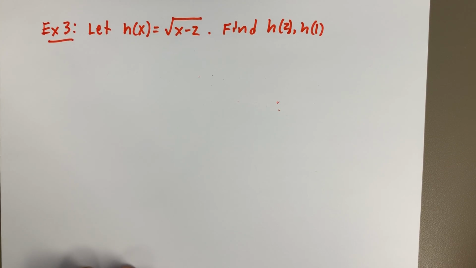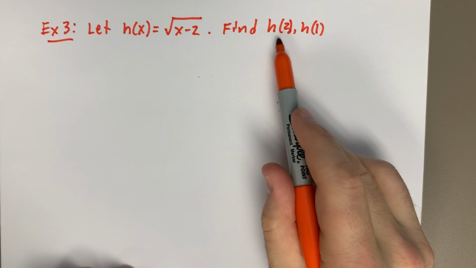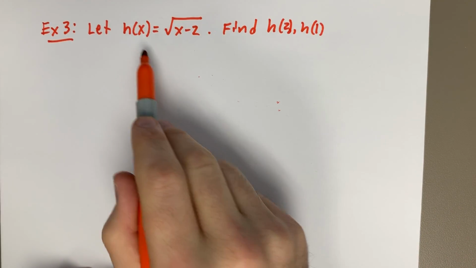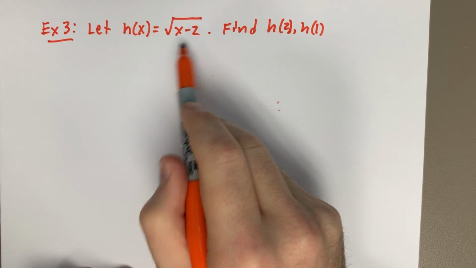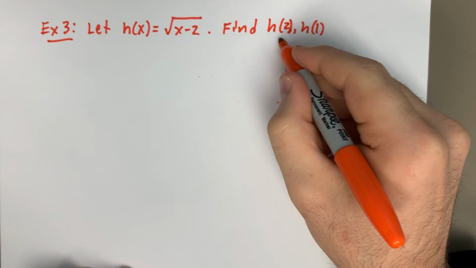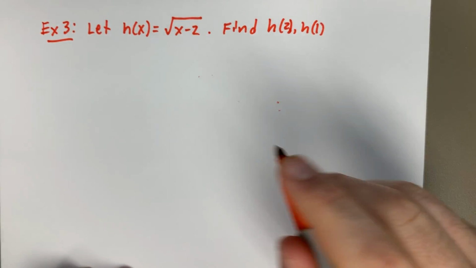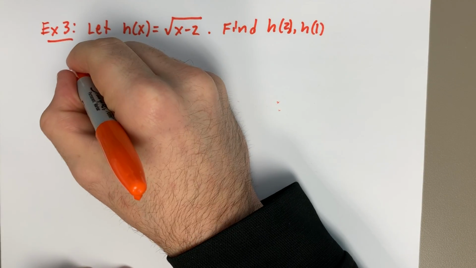All right, now we're looking at example 3 of using function formula to find values of functions. Okay, so here we're looking at the function h of x is equal to square root of x minus 2. And I'm trying to find h of 2 and h of 1. The process is going to work exactly the same as in previous examples.